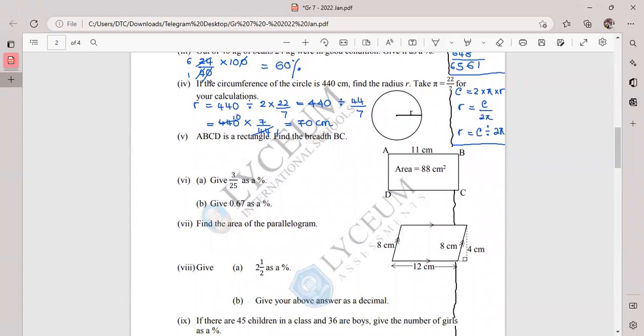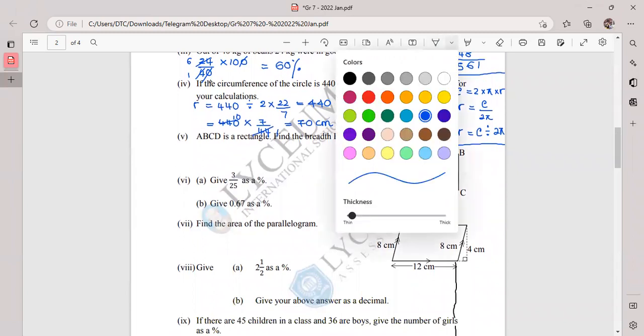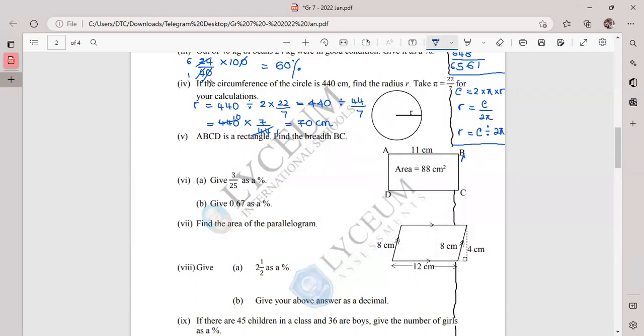Here, ABCD is a rectangle, right? So then again, you want to revise your theory knowledge that you have area equal to length into breadth. In some textbooks, they use length into width.